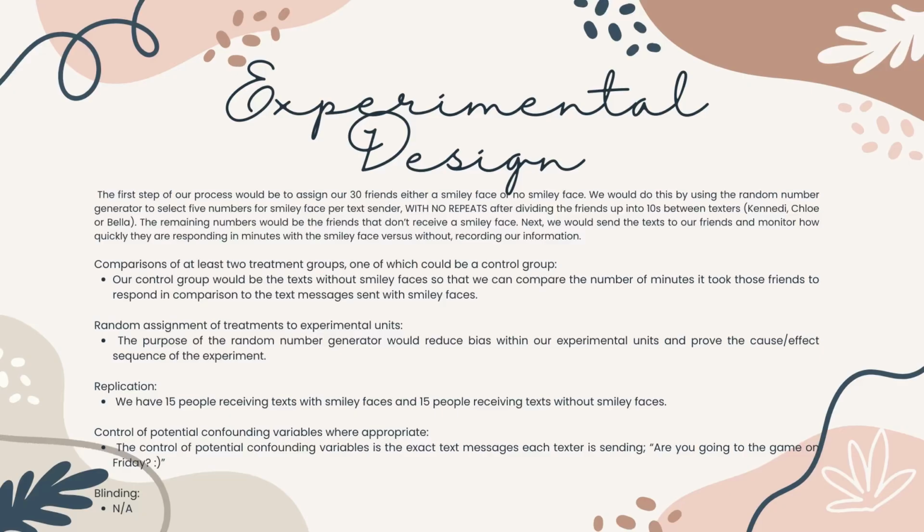Okay, so like I said, the first step of our process would be to assign our 30 friends either a smiley face or no smiley face using the random number generator. And we did select 5 people for a smiley face, and then the leftover people were the control group without a smiley face per text sender. So then after that, we would send the text to our friends and monitor how quickly they would respond to the text in minutes, with or without the smiley faces, recording our information as we go.